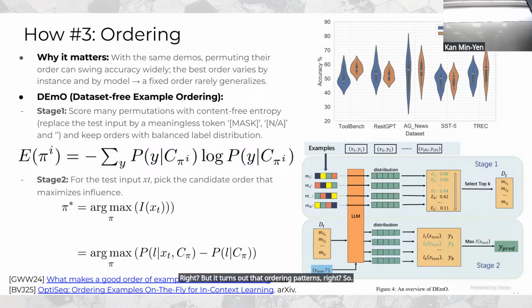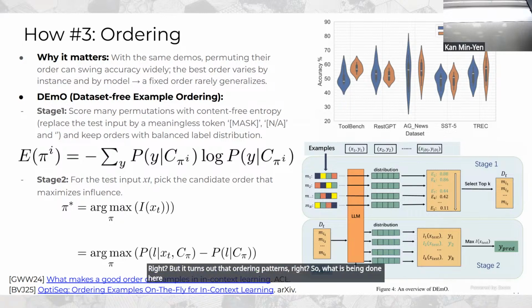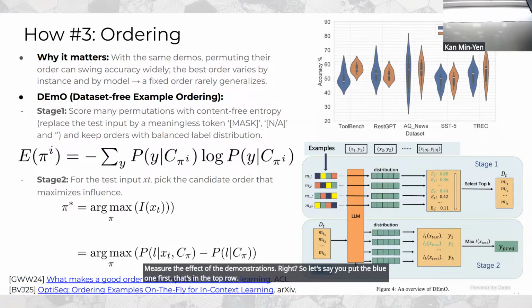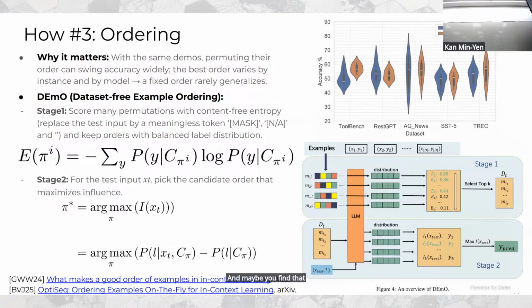So what is being done here in the top part of the diagram is to measure the effect of the demonstration order. So let's say you put the blue one first, that's in the top row. Then maybe you find that it almost always selects the right answer. If you put the blue one at the back as row 4, maybe it always selects the wrong answer. So then you can use this information, when you do your actual test, to figure out where to put the demonstrations to influence how to interpret the results of the model.